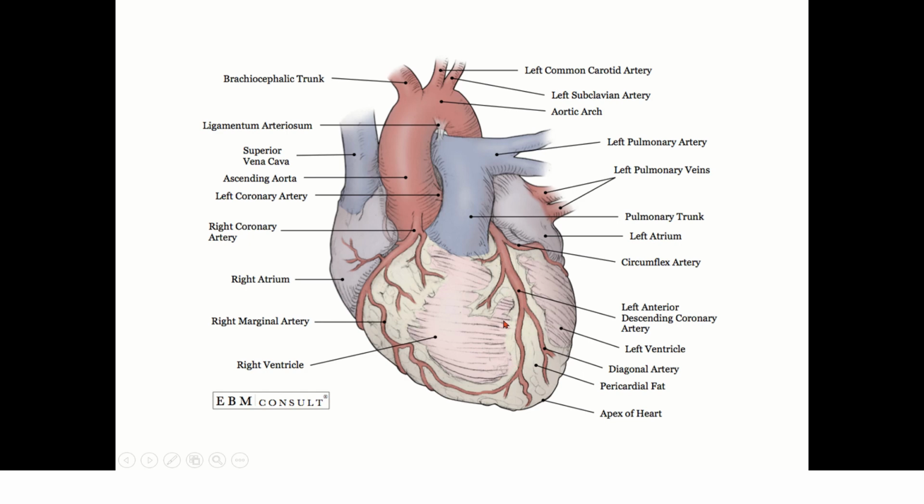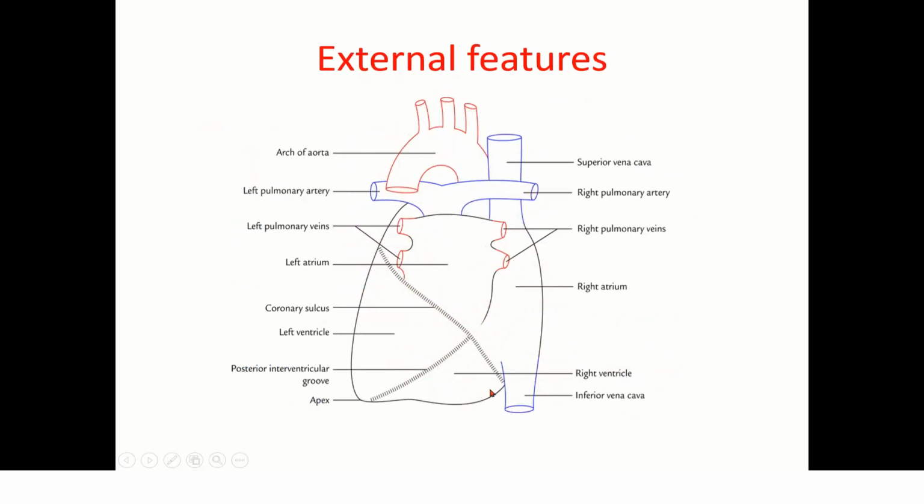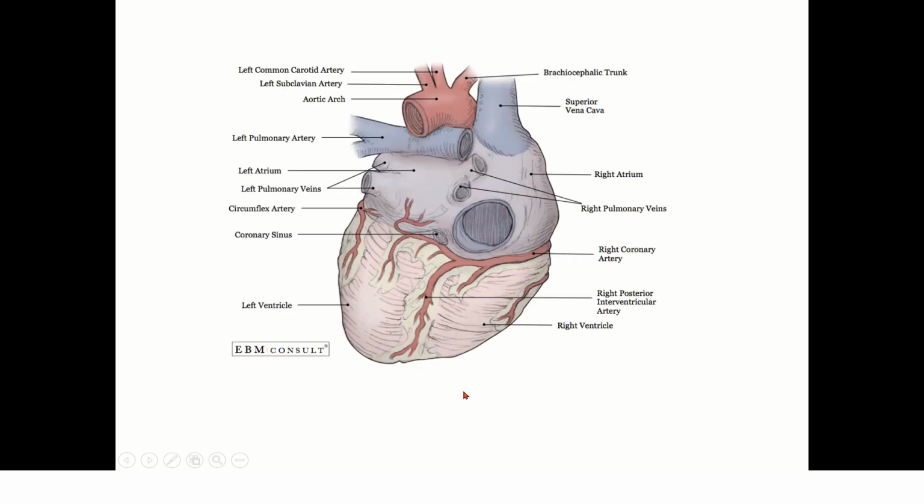This is again the diagrammatic representation of the sternocostal surface. You can see this is the right ventricle and this is the left ventricle. And here you can see the diaphragmatic surface, where two-thirds of the diaphragmatic surface is formed by the left ventricle and one-third is formed by the right ventricle. This is again the diagram showing the diaphragmatic surface, where two-thirds is formed by the left ventricle and one-third by the right ventricle.